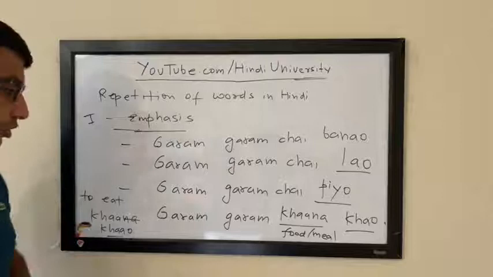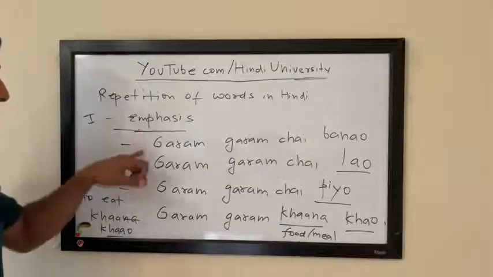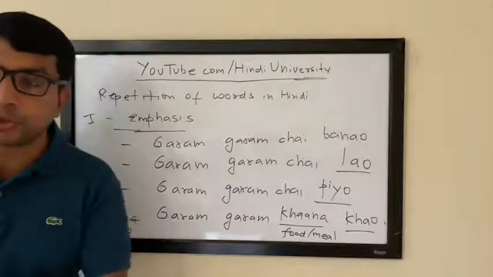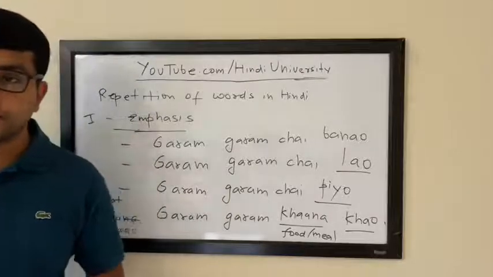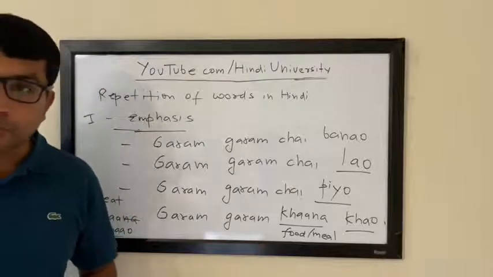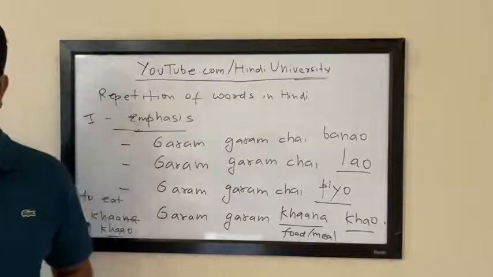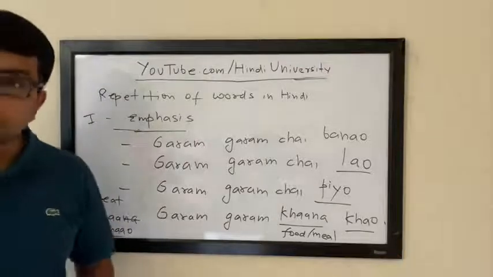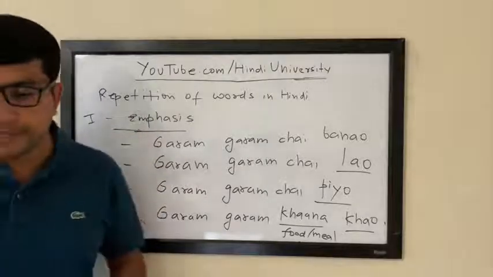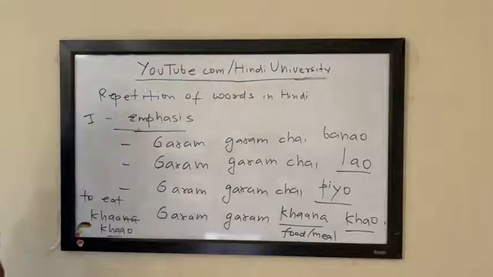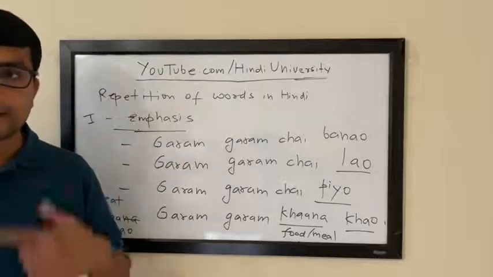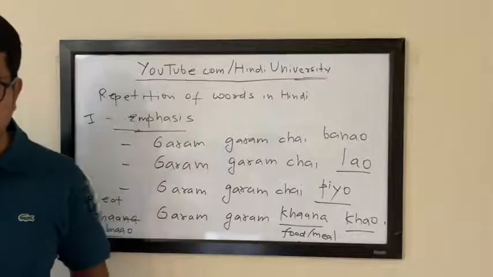Okay. Now, some of you may be thinking, why don't we have any subject here? Okay. It is implied. If I'm talking to you, if you are at my house, I don't have to say aap garam garam khana khaiye. Okay, it's implied that I'm talking to you. So garam garam khana khao or garam garam chai piyo. Even if I skip some of the pronouns, it means the same thing. Okay, so that's the first example of adjectives being repeated twice, and it is meant to emphasize the meaning behind that.